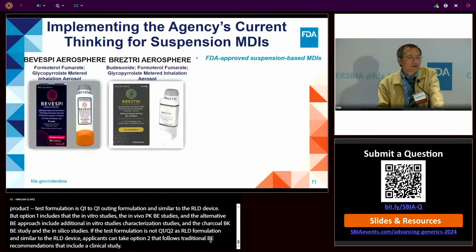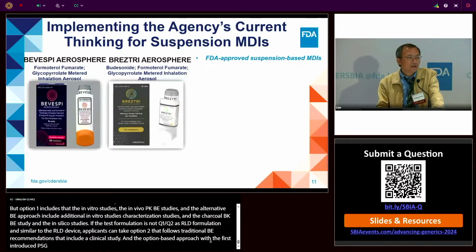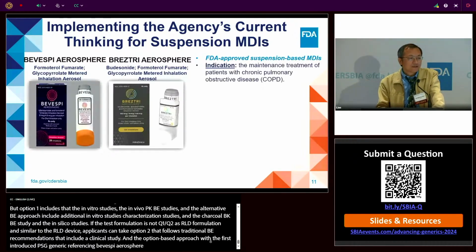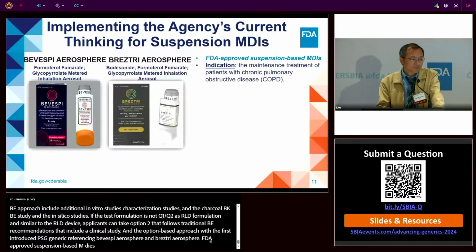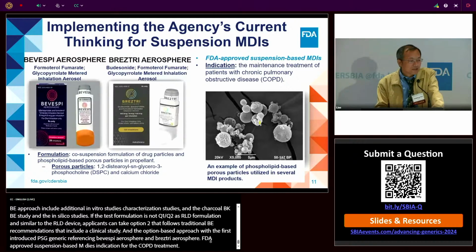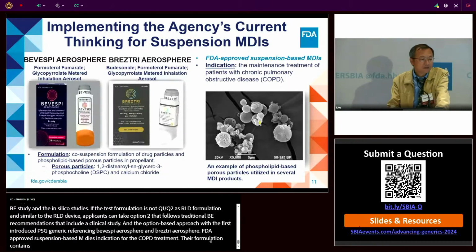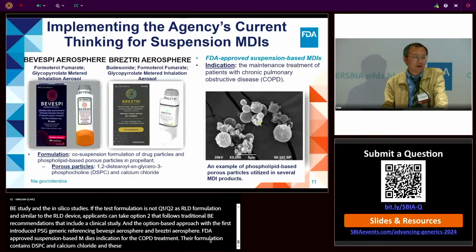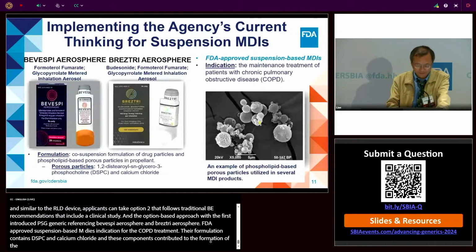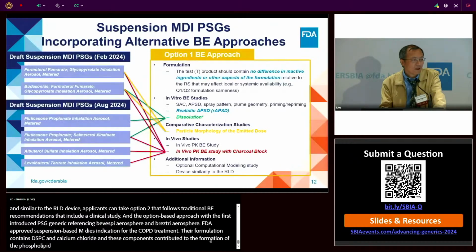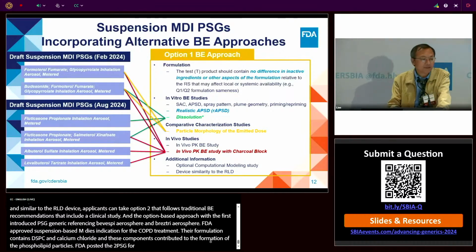The option-based approach was first introduced in the PSGs for generics referencing Bevespi Aerosphere and Breztri Aerosphere. There, FDA approved the suspension-based MDIs indicated for COPD treatment. Their formulation contains DSPC and calcium chloride, and these components contribute to the formation of the phospholipid-based porous particles. FDA posted the 2 PSGs for Bevespi and Breztri Aerosphere in February, then posted 4 PSGs for other suspension-based MDIs this August.